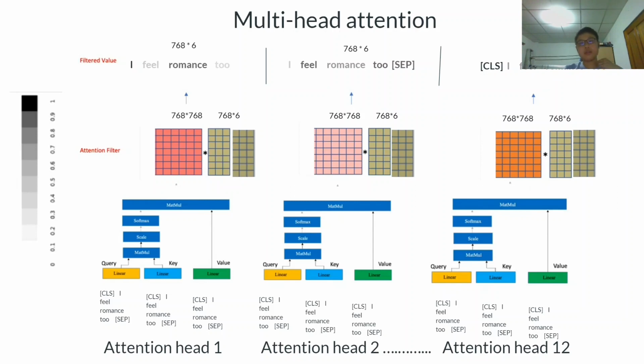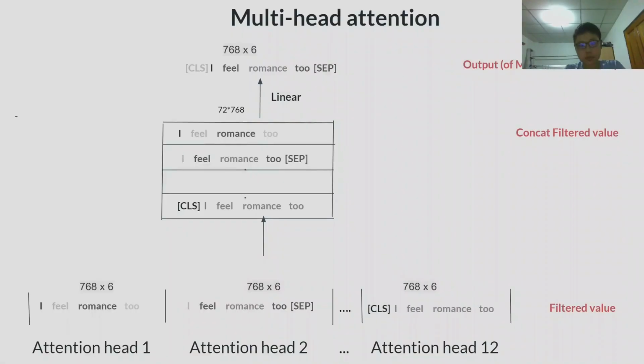Each attention head here is focused on the different word. So when we said attention head one focuses on the word I and romance, it doesn't mean that other attention heads will focus on I and romance too. They might maybe focus on feel and to, and maybe SEP and CLS.